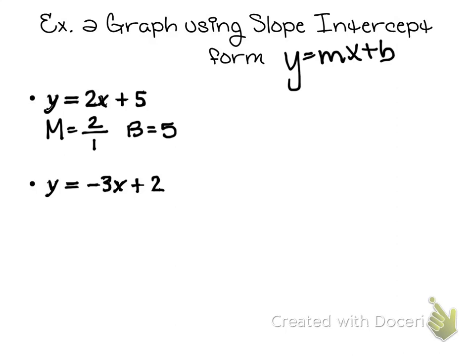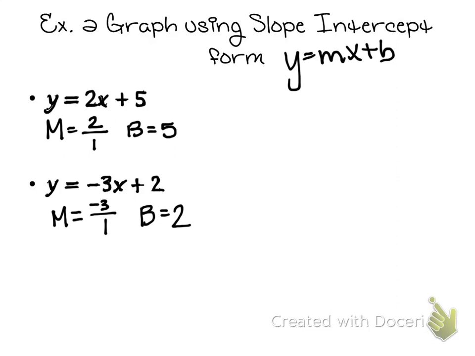Okay, let's do the same thing to the next one before we graph it. Let's just get all this out of the way. What is my slope in this equation? Negative 3, and I'm going to write it over 1. And then what is my y-intercept? It is 2. Okay? Now, this is how you graph. In order to graph, all you need to know is the slope and y-intercept. You need to know nothing else.